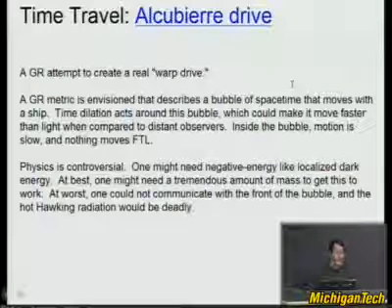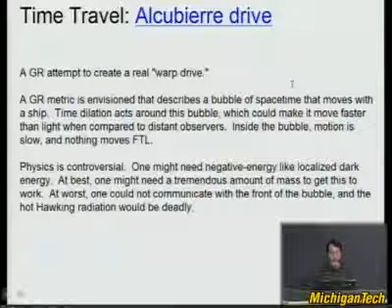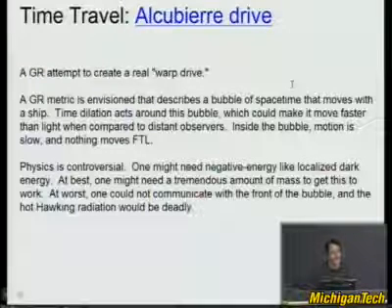The physics is controversial, and people are publishing papers on this back and forth. One might need negative energy like localized dark energy, whereas most dark energy is difficult to localize. And if you take dark energy like a domain wall of dark energy and fold it into a ball, it no longer acts like dark energy. So it might require negative mass, which we don't think exists. But somehow, if you could create localized dark energy, you might need a tremendous amount of mass again to get this to work.